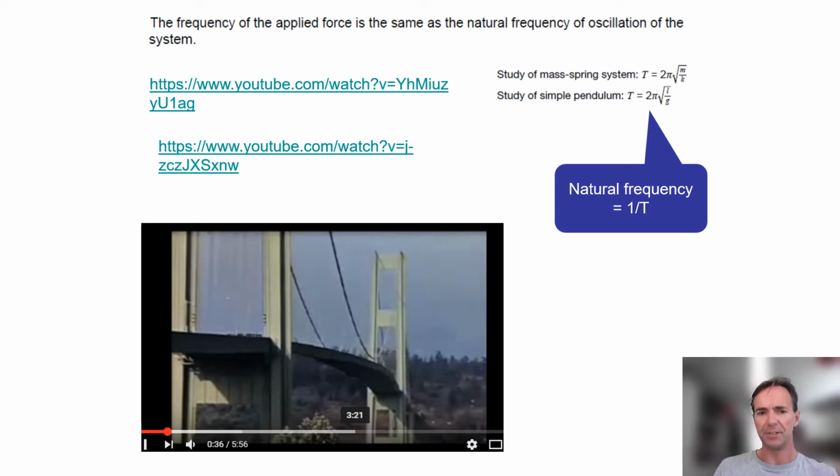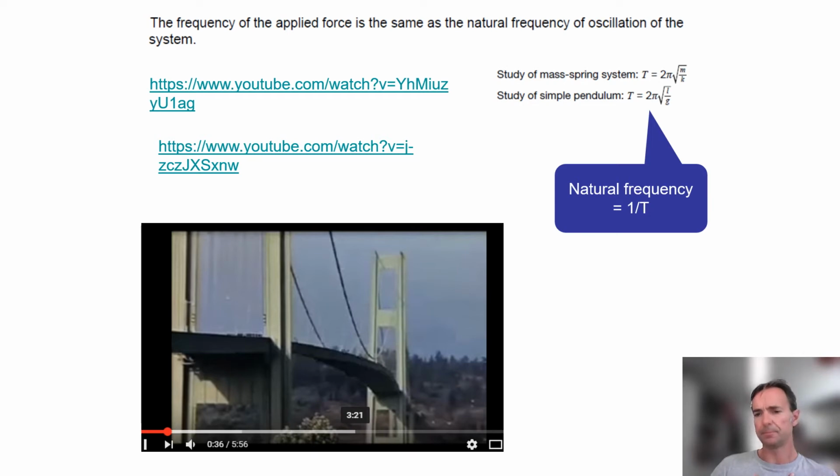And there's some great videos on YouTube. Go and have a look. This is Galloping Gertie, of course, which is the famous Tacoma Narrows Bridge, where the wind that was going across the bridge happened to match the natural frequency of the oscillations of the bridge, and the velocity of that wind was such that it just carried on going and it actually destroyed the bridge entirely.